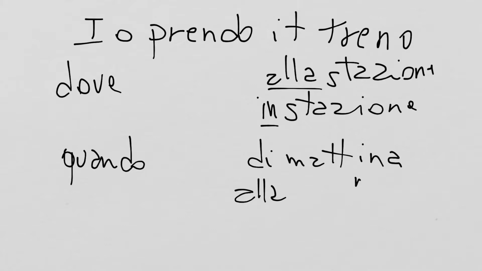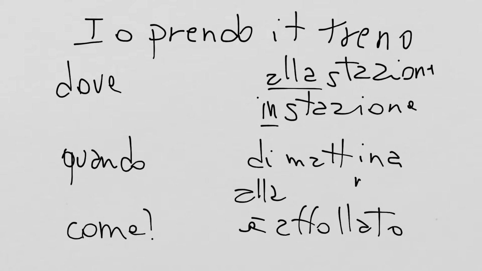And then you can ask something like come. Come? How does it apply to io prendo il treno? Come who? Well, imagine that someone is asking about how the train is. Come è il treno alla mattina? How is the train in the morning? Com'è il treno alla mattina? Il treno alla mattina, di mattina, è affollato. Yes, it means crowded.